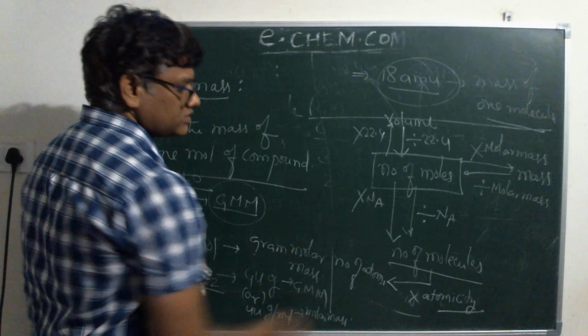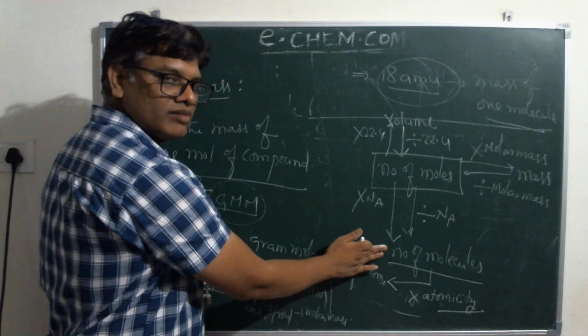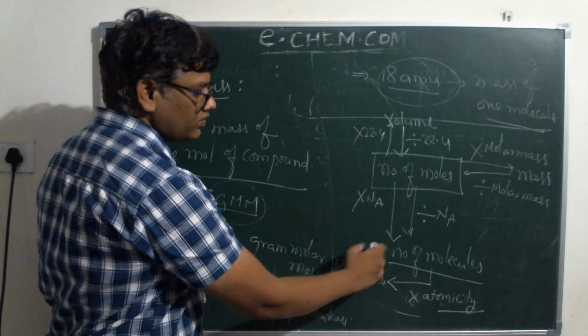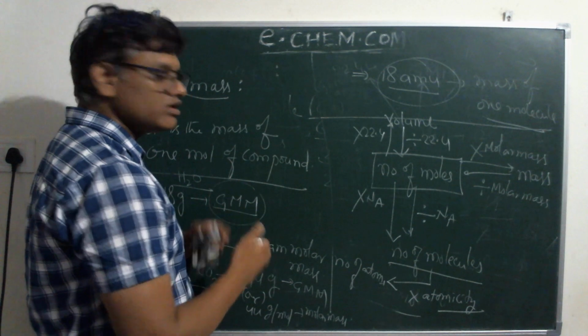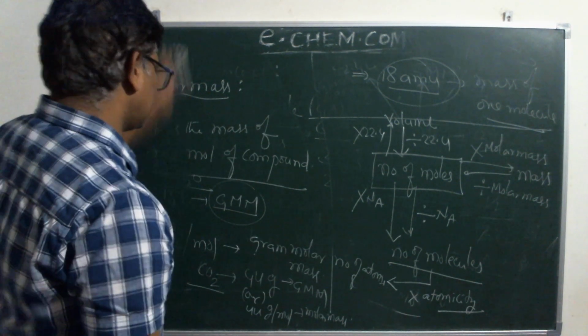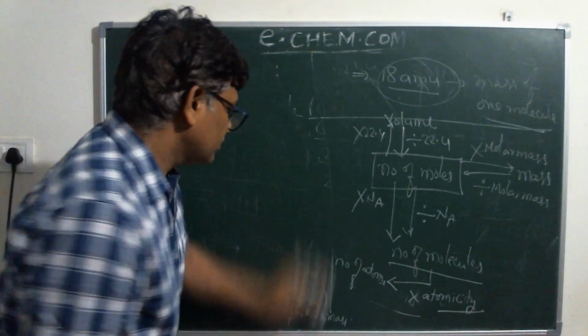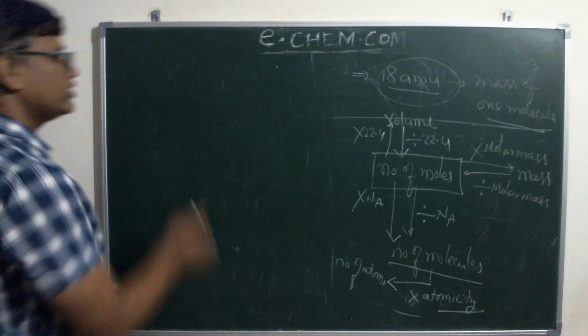Not only atoms, suppose you want to calculate electrons. Up to here, no problem, number of molecules. To this you have to multiply the number of electrons per molecule. Then you will get the total number of electrons. Let's take the important formulas for this.